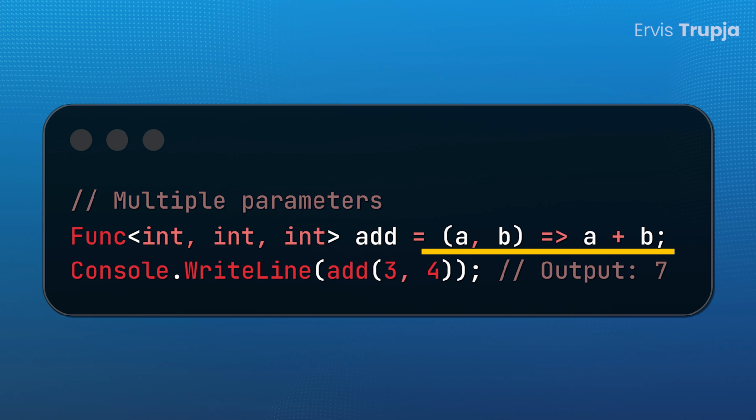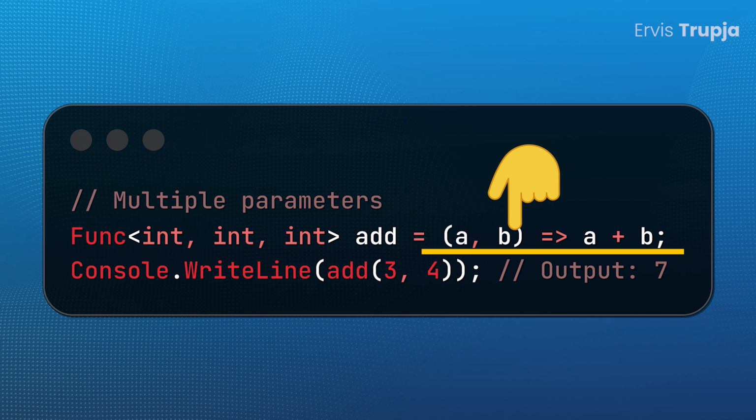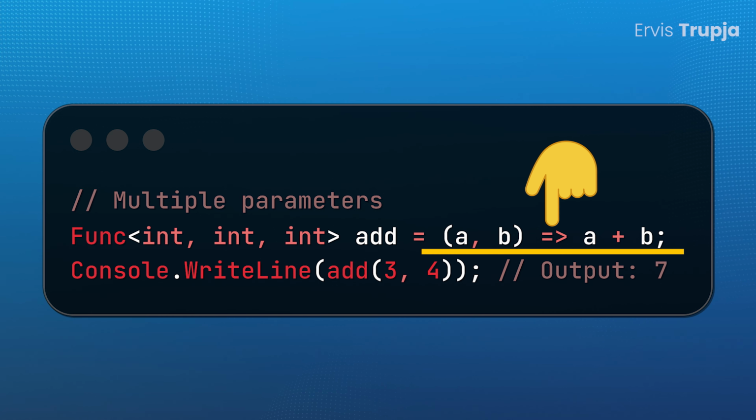For multiple parameters, you use parentheses. You separate the parameters with commas. The arrow points from the parameters to the expression or the statement block.